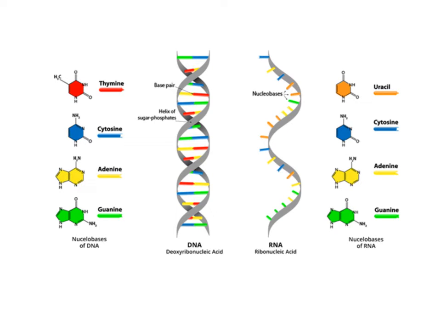So when we're looking at the different nitrogenous bases, there are purines, and the purines are represented by the double ring structure. And you have pyrimidines, and the pyrimidines are represented by single ring structures.